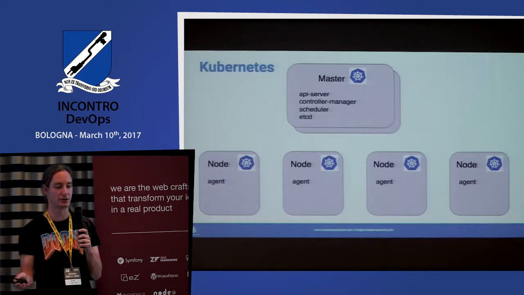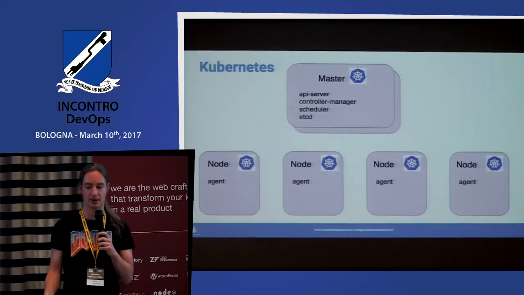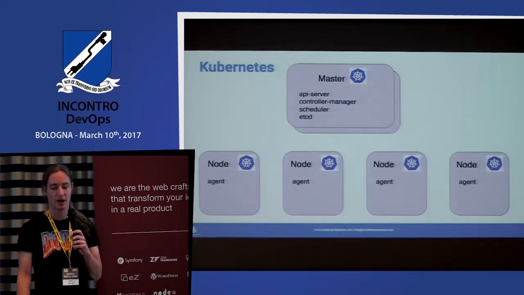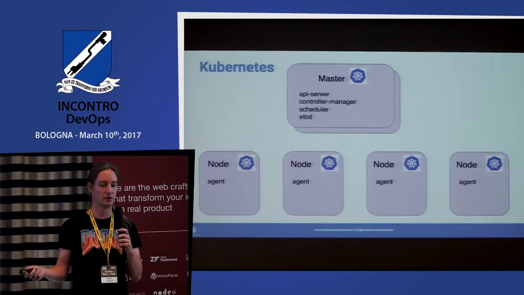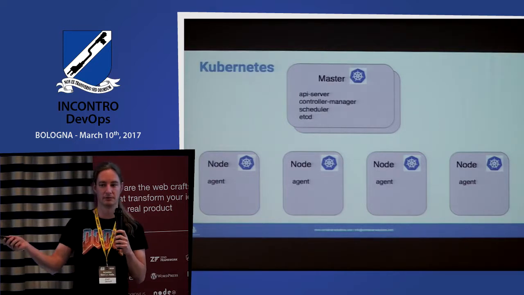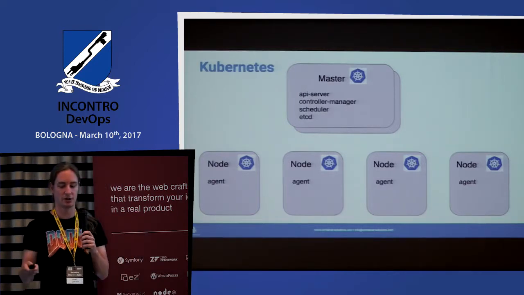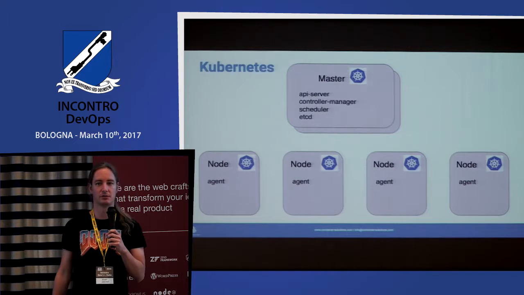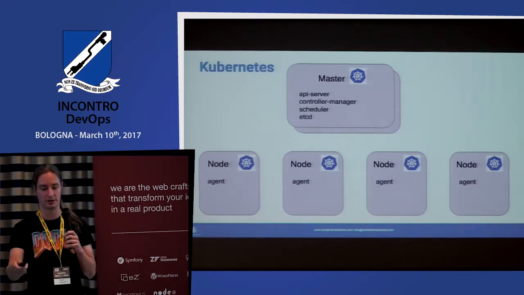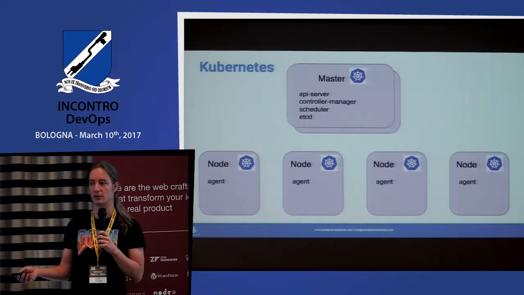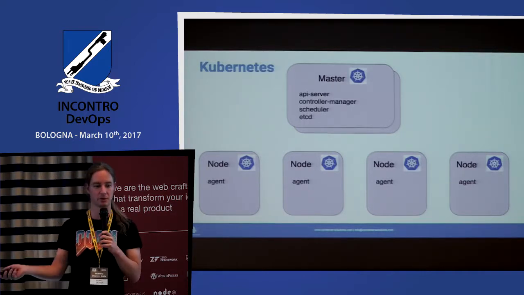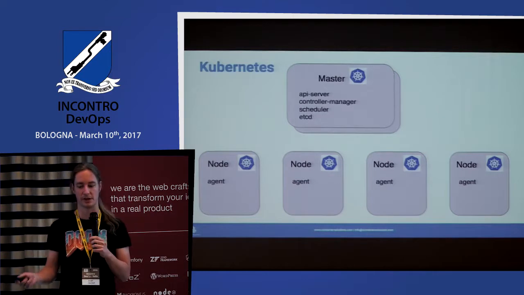So we have master servers which run several processes. I will tell you about those in a moment. And then you have your worker nodes. The worker nodes are the ones that will run all your processes. Each of them has a Kubernetes agent running on it, and the master node, of course, talks to the agents to start your containers, stop them, move them around, monitor them, etc.